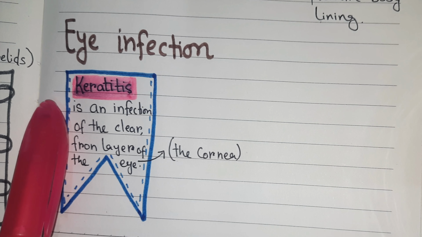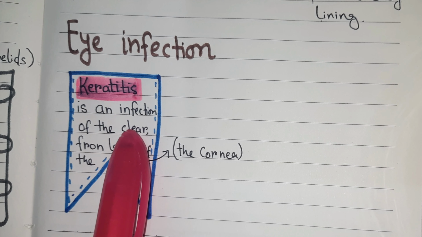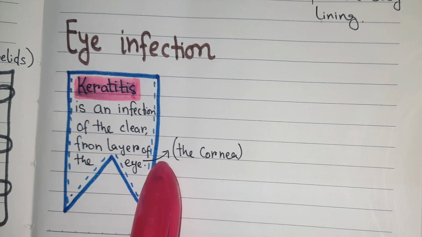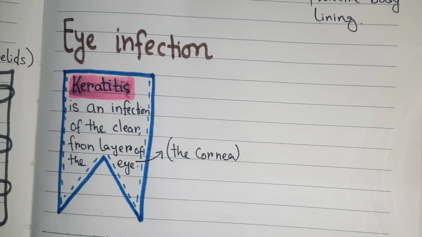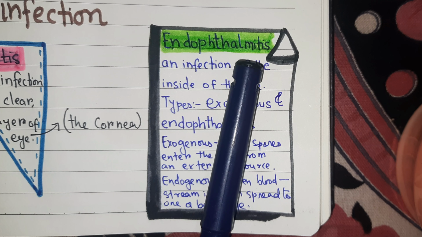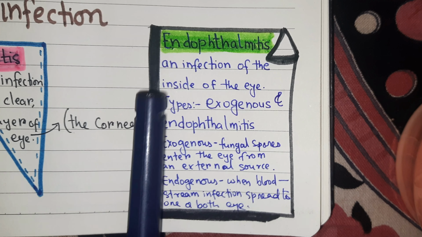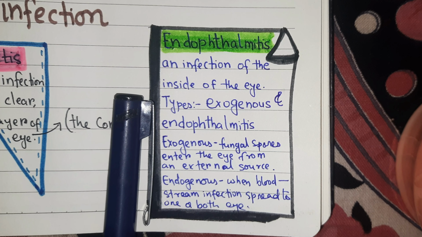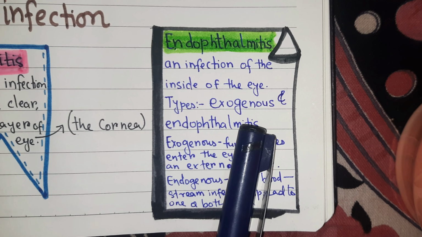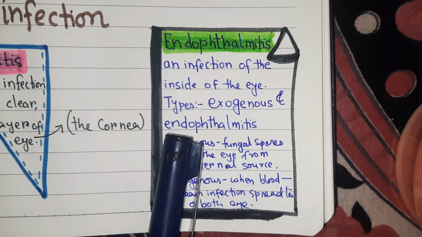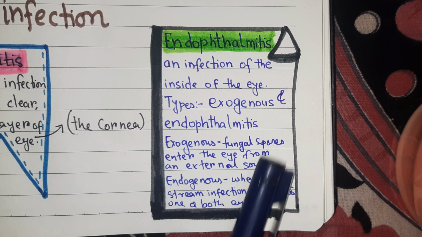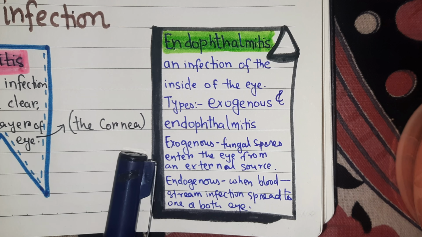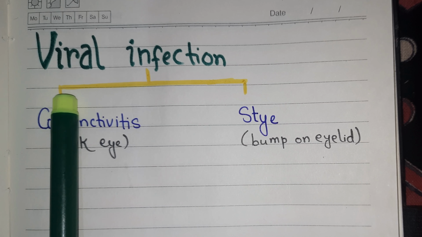Let's now talk about the eye infection. A fungal infection can affect different parts of the eye. The two types of eye infections are keratitis and endophthalmitis. Keratitis is an infection of the clear front layer of the eye, which is the cornea. The next one causes an infection of the inside of the eye. Types are exogenous and endogenous endophthalmitis. Exogenous is when fungal spores enter the eye from an external source, whereas endogenous is when a bloodstream infection spreads to one or both eyes.